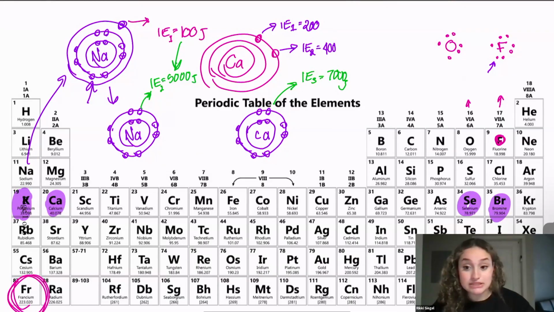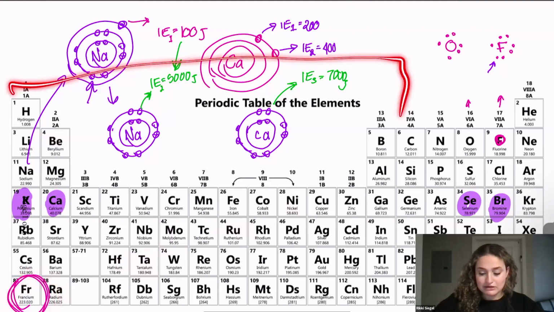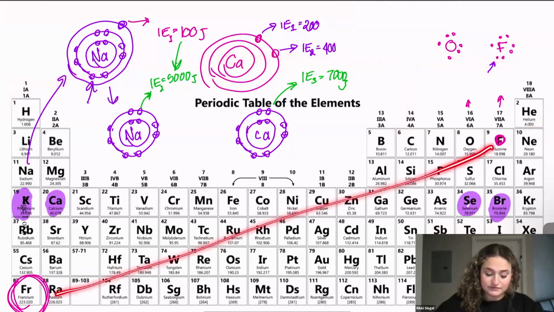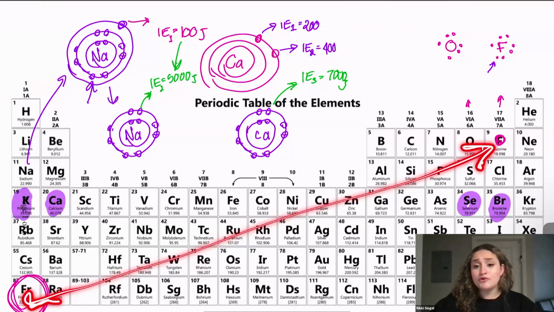Last trend is metallic character. This is the metals. These are the nonmetals. It's just the same way. This is our same trend for metallic character. Fluorine is not a metal. Fluorine is as non-metal as it gets.